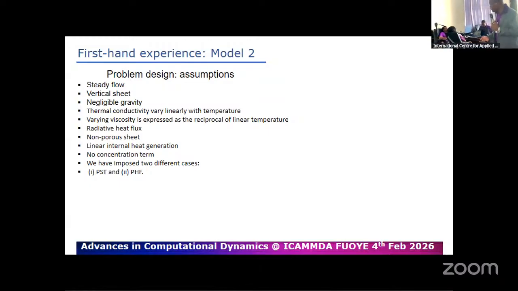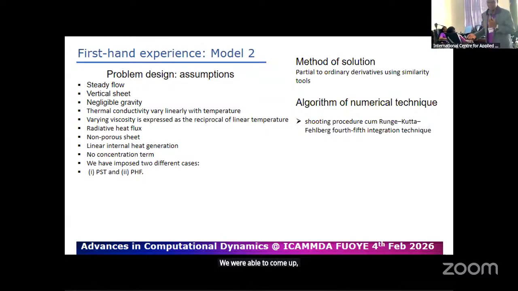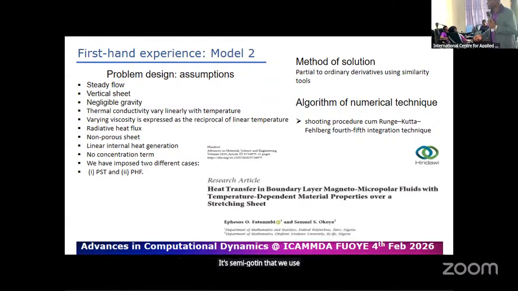And when we did this model, we were able to come up with the method, which is also the same, as simple as reducing partial to ordinary, and we're using similarity tools. And then the algorithm is also similar. It's the same algorithm that we use here. We were able also to get this published. The two of us, my former PhD student, now at Federal Polytechnic, we did this together, still on microwave fluids. And this is what we have been able to accomplish.